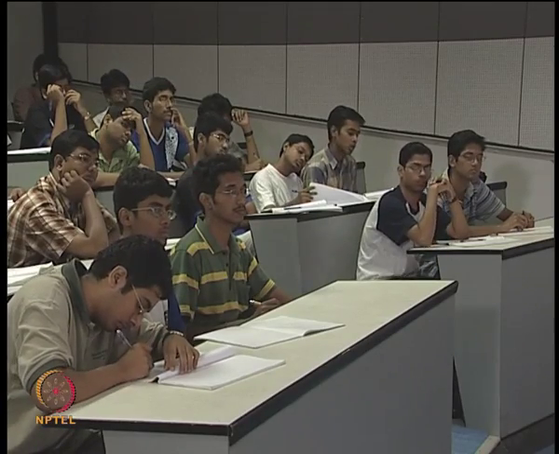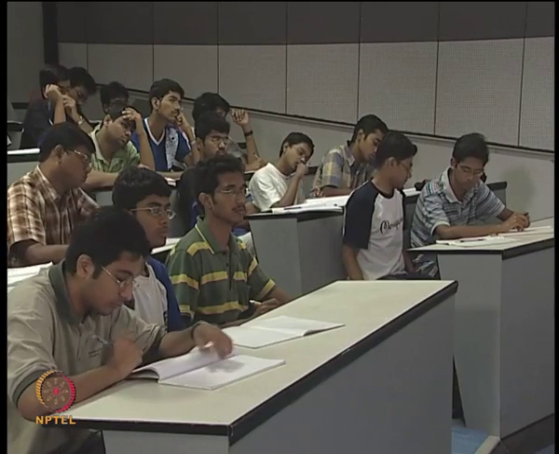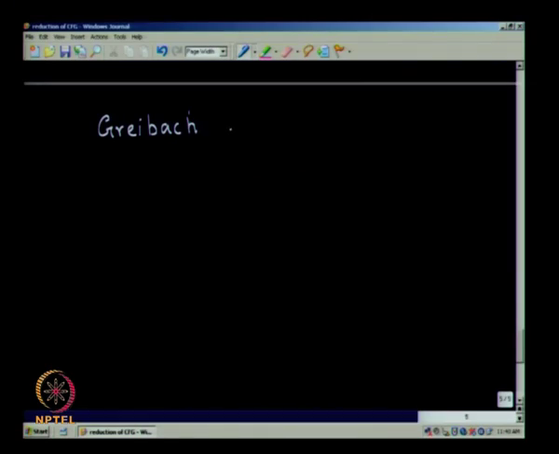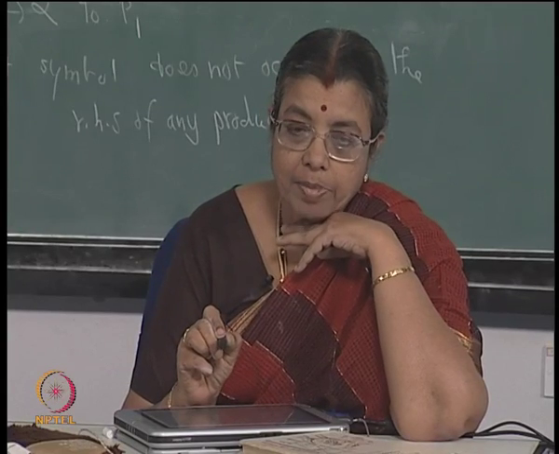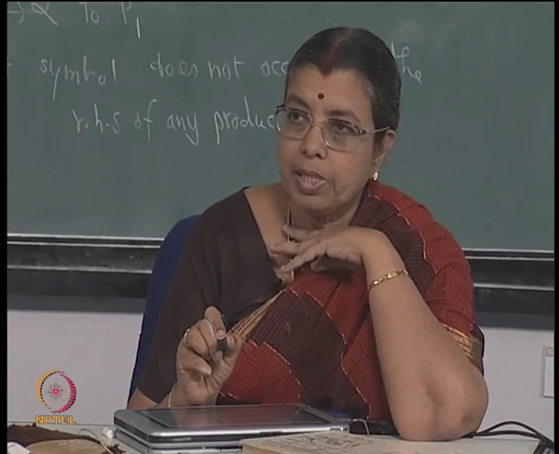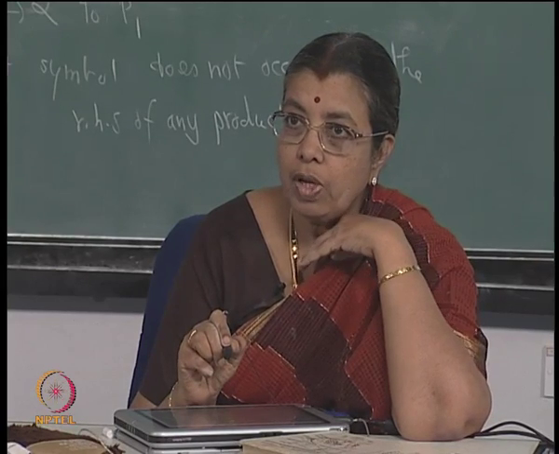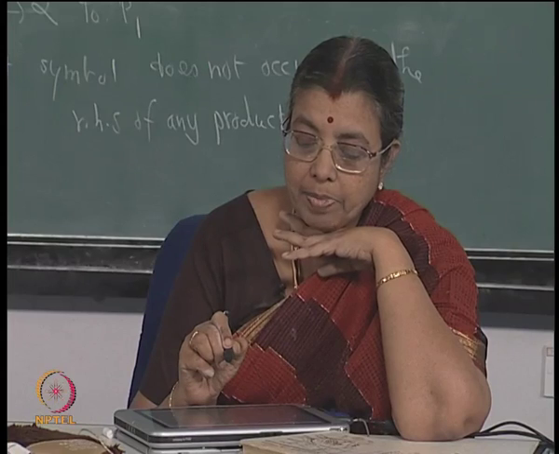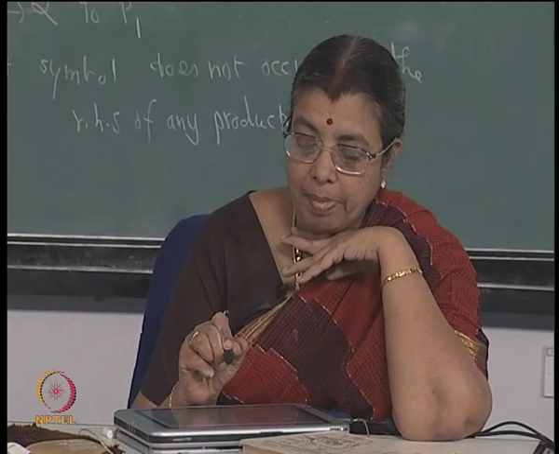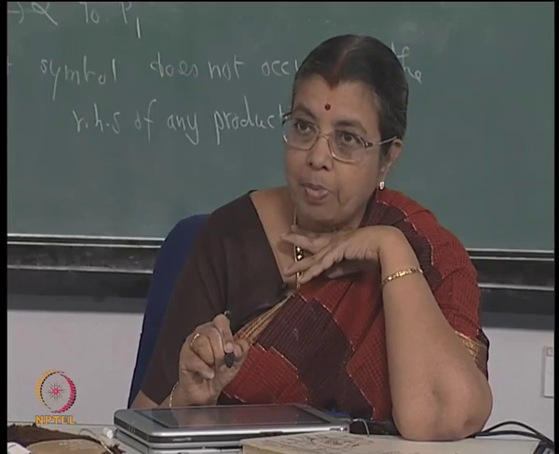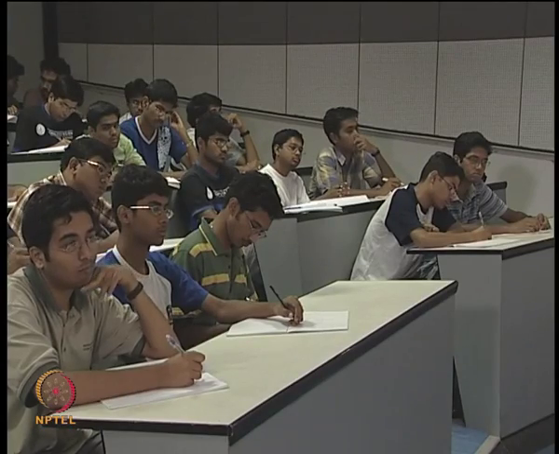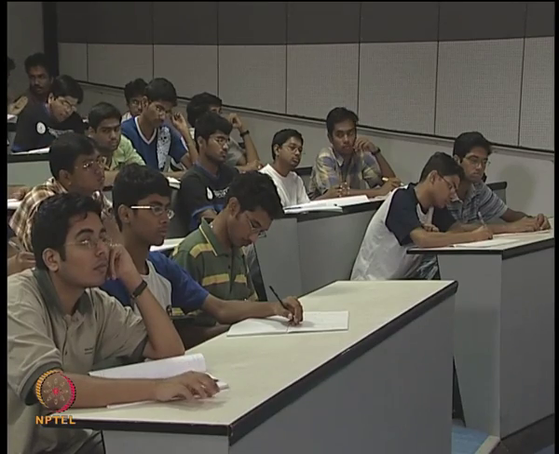There is another normal form called Greibach normal form. There are several normal forms for CFG, but these are the two which are mainly used. The Chomsky normal form is very useful in proving some results about context-free grammars. Greibach normal form is useful for proving the equivalence between pushdown automata and context-free grammars, and also sometimes in parsing purposes. If the grammar is in Greibach normal form, it is easy to parse.